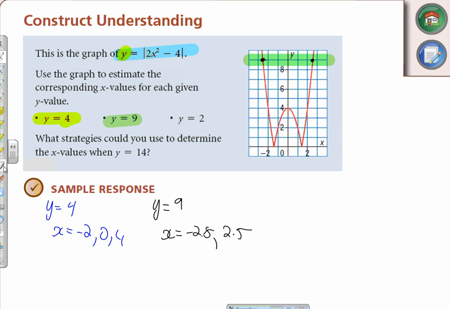And then the last one that we do is where y equals 2. So y equals 2. You look at that and you see, oh, we've got 1, 2, 3, 4 different answers that would happen there.